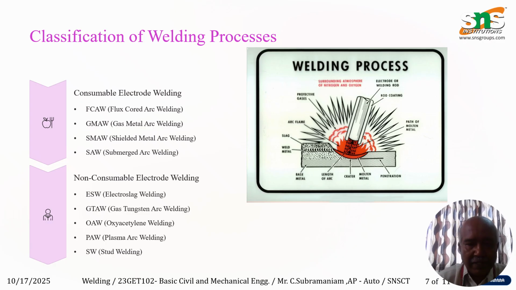Consumable electrode welding means the electrode will be consumed there. There is flux coated arc welding, gas metal arc welding, shielded metal arc welding, and submerged arc welding. In all of these, the electrode will be consumed. Whereas non-consumable electrode means electroslag welding, where the electrode will not be consumed, and the welding is carried out under pressure itself.